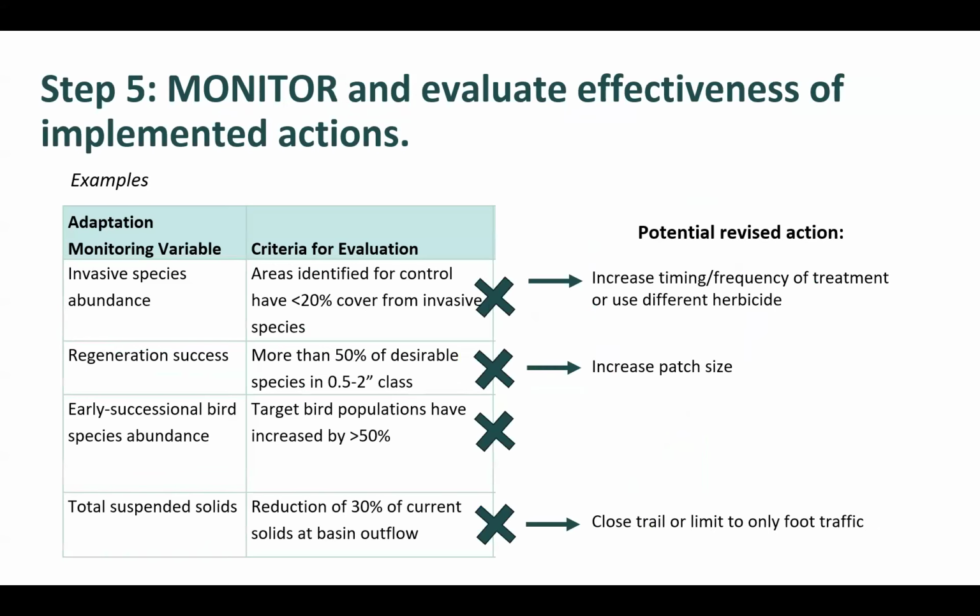For example, if you determine that you have not met your criteria for invasive species abundance, you might revise your management by increasing the timing or frequency of your invasive species treatment, or using a different herbicide. If you don't meet your criteria for desired oak regeneration, you might increase the patch size in the next harvest entry. Similarly, with total suspended solids, you might opt to close the trail that you were rerouting previously, or only allow passive recreation or foot traffic on that trail.